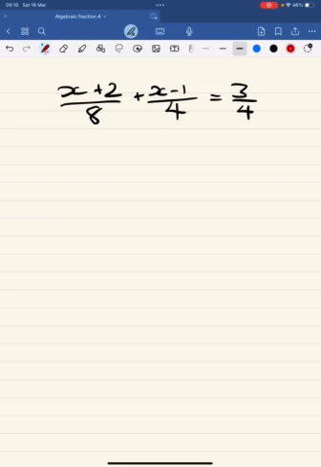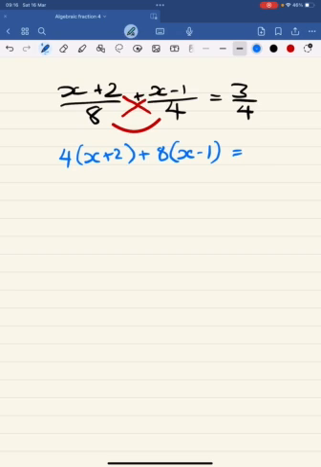So I'm going to multiply the two denominators, and then I'm going to multiply across the diagonals one at a time. So I'm going to do 4 lots of (x + 2) added to 8 lots of (x - 1). I'm just going to leave the 3/4 for a second over there. And of course the denominator is 8 times 4, which of course is 32.